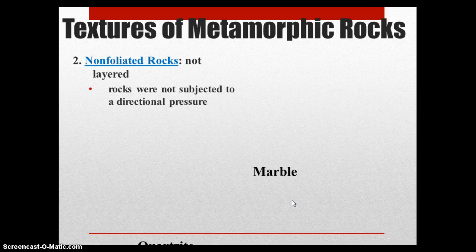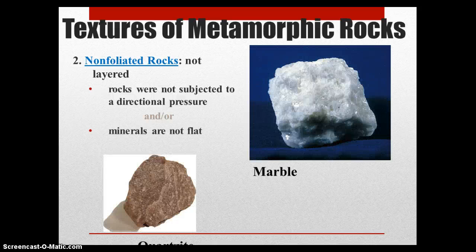Non-foliated rocks are not layered. Rocks were subjected to directional pressure, and or minerals are not flat. This would be quartzite and marble, sorry. So you can't see any bands, you can't see any directional pressure. They're just basically reheated and pressurized a little bit. The pressure from above is acting on them, but they're more pressurized than heated, so it's going to change it. So there's not this banded look to it.